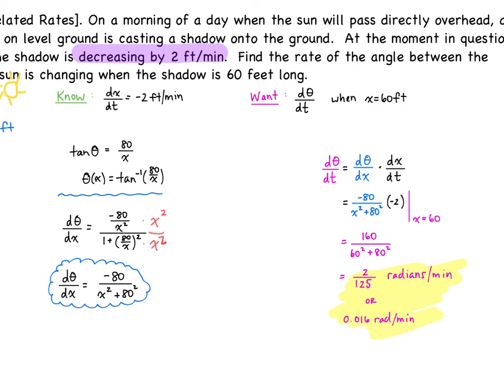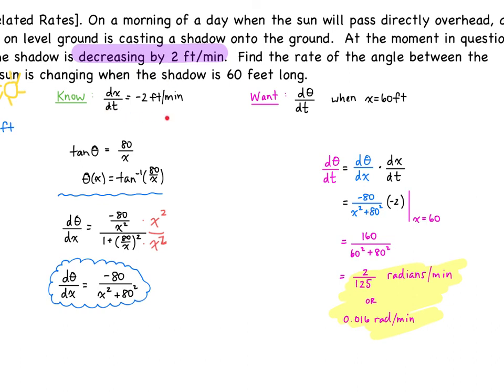We eventually need d theta/dt. How do we get to d theta/dt when we only have d theta/dx? d theta/dt is equal to d theta/dx times dx/dt. The dx's would cancel and we'd be left with d theta/dt. So now we just make our substitution. We know d theta/dx, we found that over here, so we make that substitution.